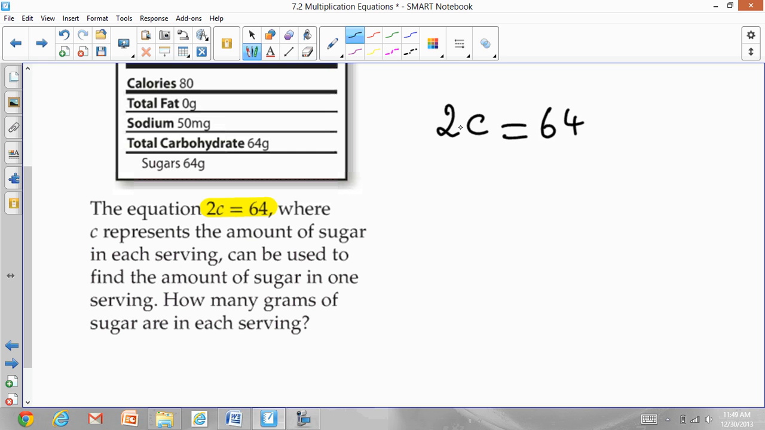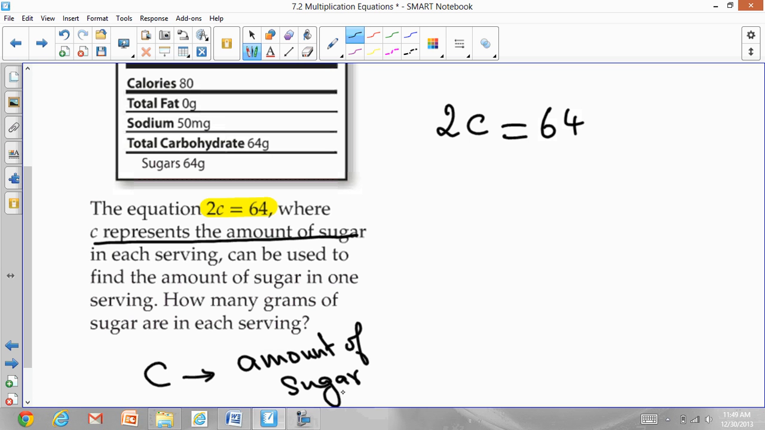So once you understand this, you need to understand what the c stands for. So go back to the question, and c stands for the amount of sugar. You need to know what the variable stands for. So they're asking you the amount of sugar in each serving. They're asking how many grams of sugar are in each serving. So use this equation and you need to find what c is.